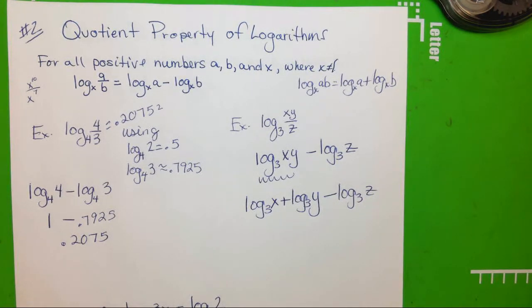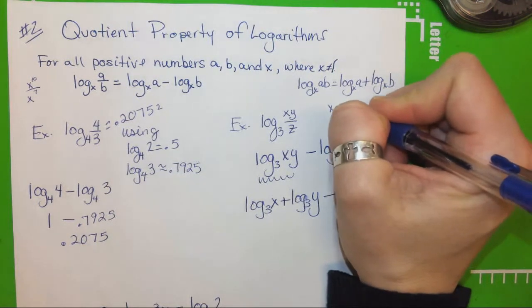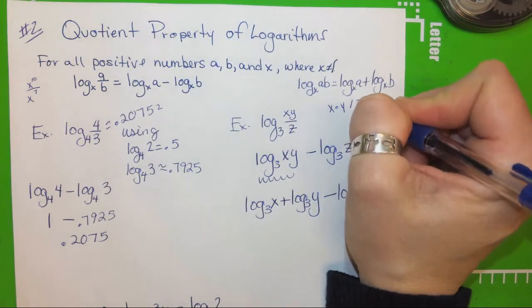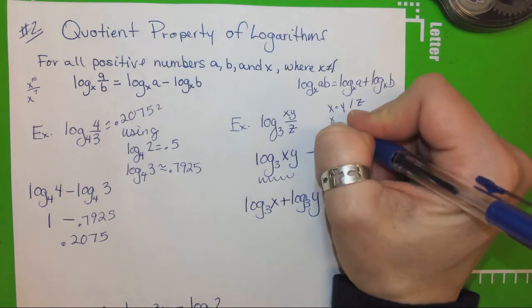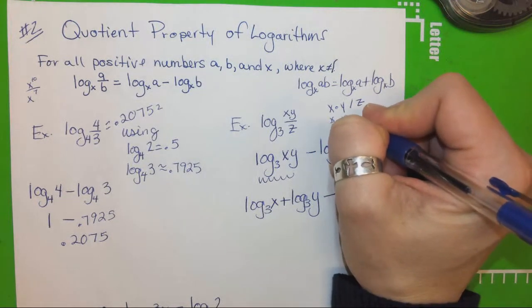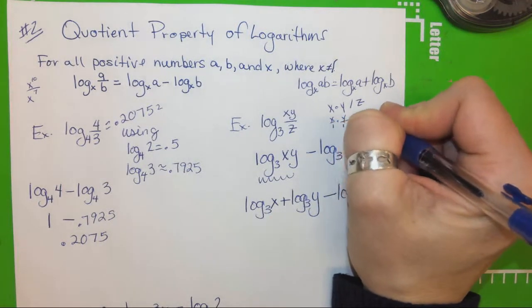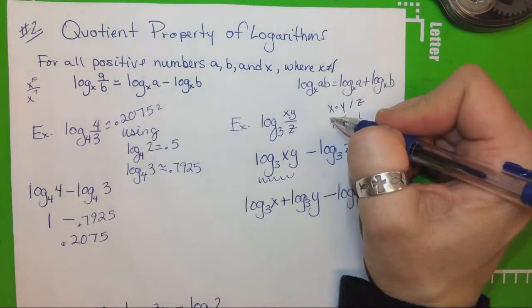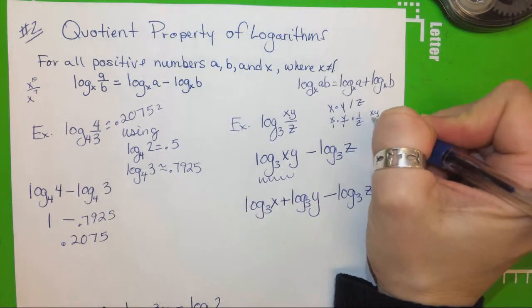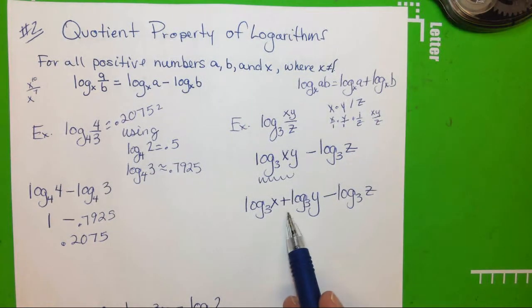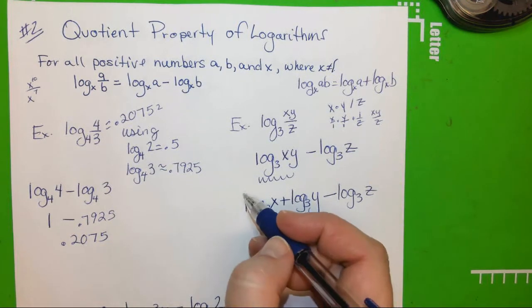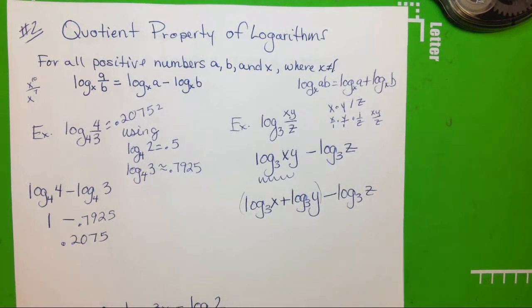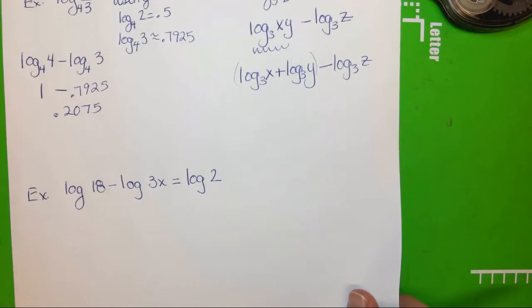Now the question is, do we need parentheses or not? If I told you x times y divided by z, that's x over 1 times y over 1 times 1 over z. When we deal with fractions, we just multiply straight across. We have xy over z. So parentheses aren't necessarily necessary when we're dealing with the quotient property here. You could stick them in if that makes you feel better.